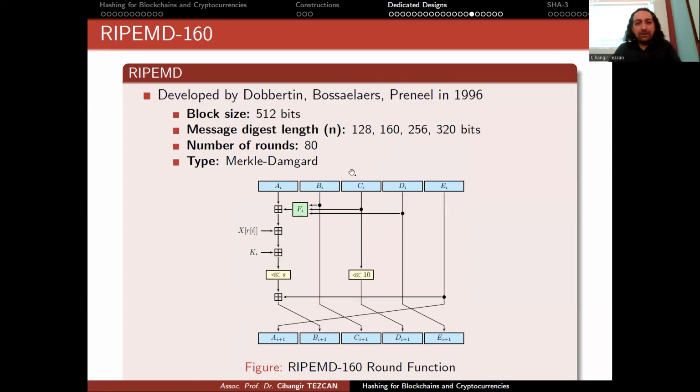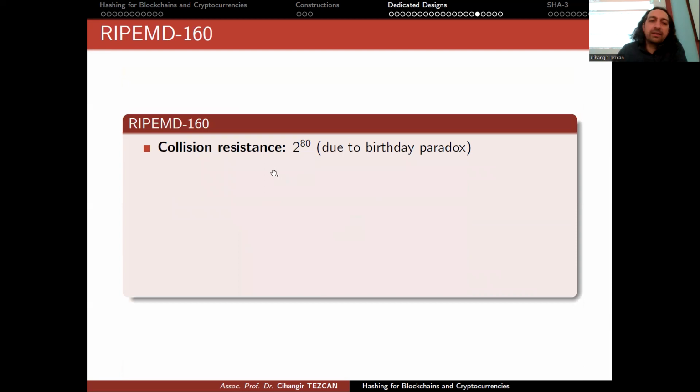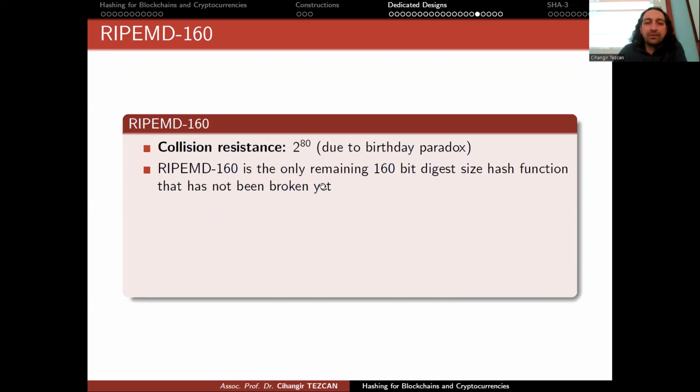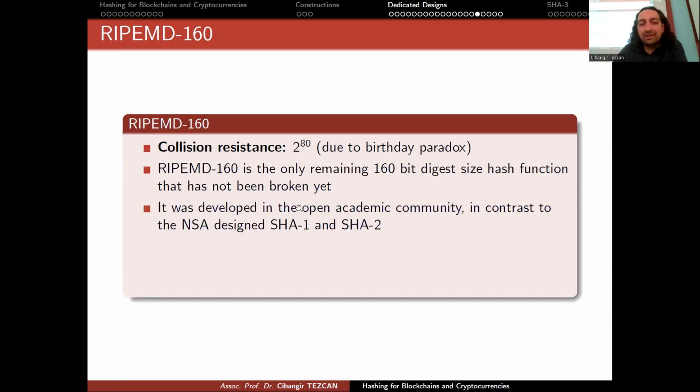Let's move on to RIPEMD. It looks almost the same. The places of the rotations are somewhat different. Again, it has 80 rounds, but the good thing is that there isn't any collision attack faster than the birthday paradox. Okay, this is why RIPEMD-160 is the only remaining 160-bit digest size hash function that has not been broken yet. It was developed in the open academic community in contrast to the NSA-designed SHA1 and SHA2.